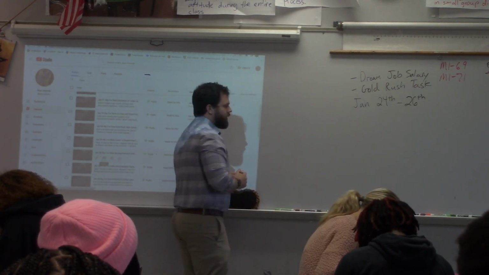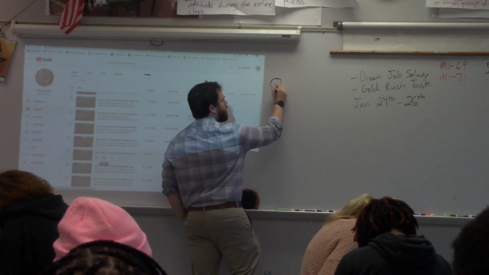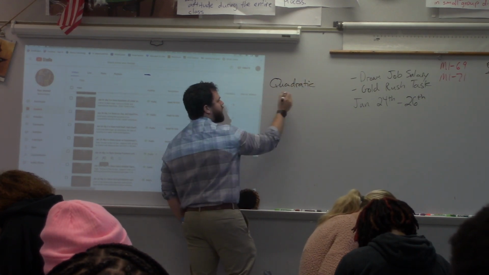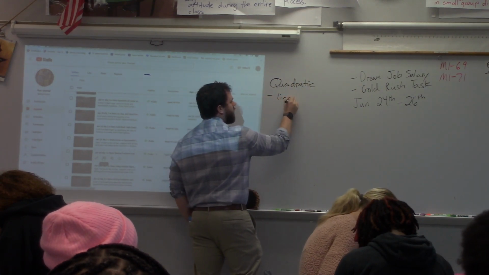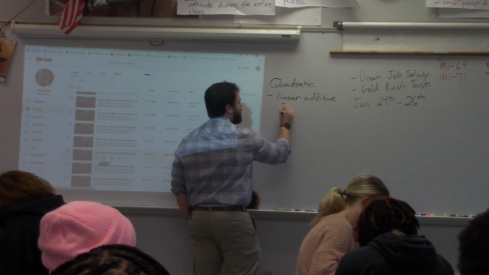Last thing I'm going to talk about with this Venn diagram before we get started with today is this. This is just an example, but I saw a lot of people tell me a quadratic function has a linear additive rate of change. Is that true?